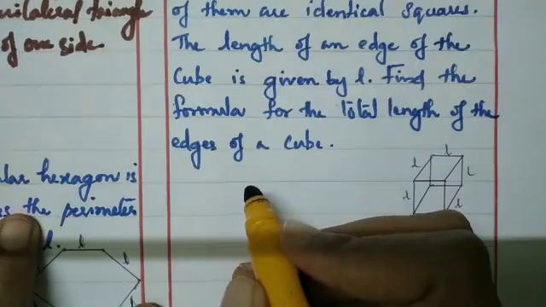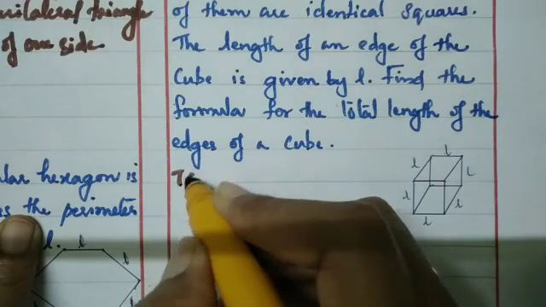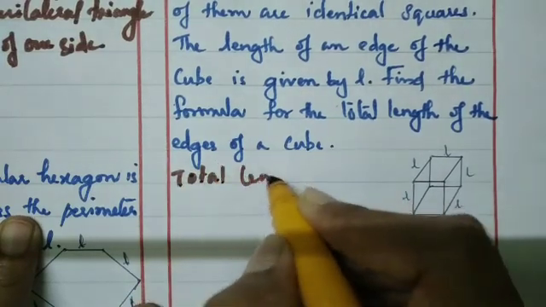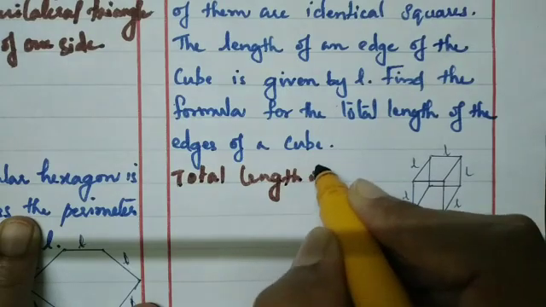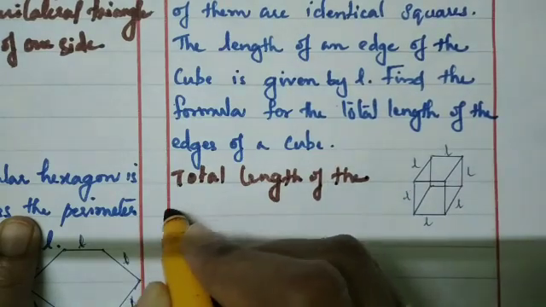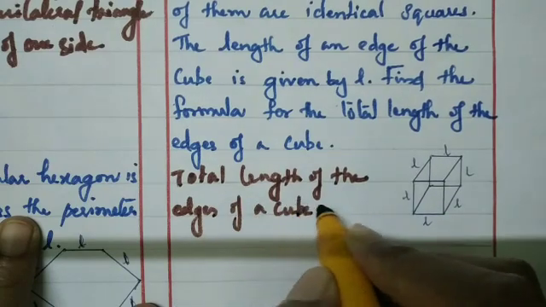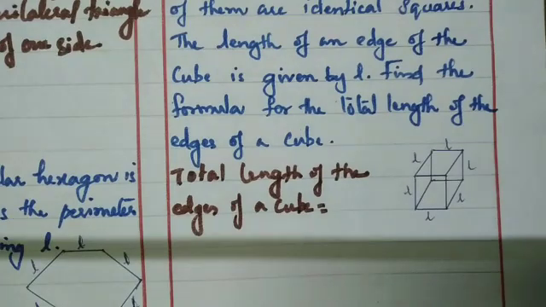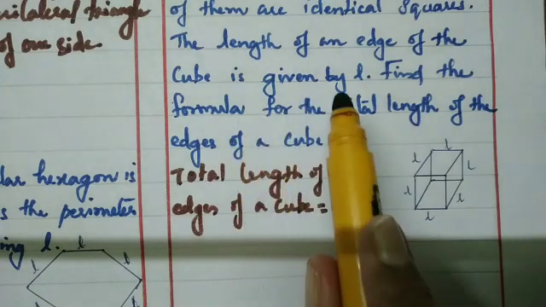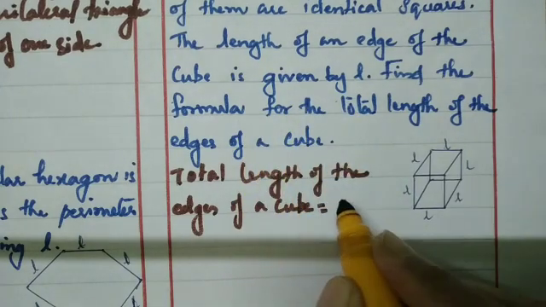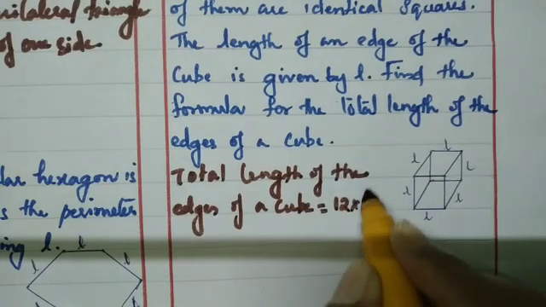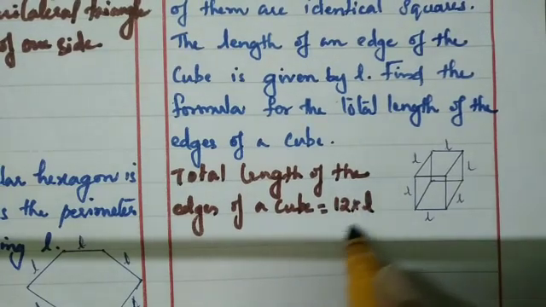How do you find the total length of the edges? Total length of the edges of a cube equals, how many edges? It has 12 edges. So the length of one edge is L and in total how many edges? It's 12 multiplied by L. Total length of the edges of a cube equals 12 L.